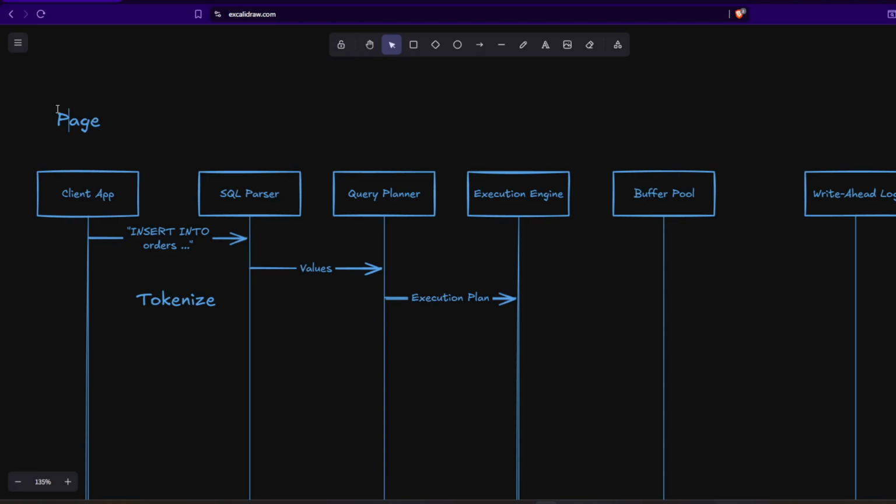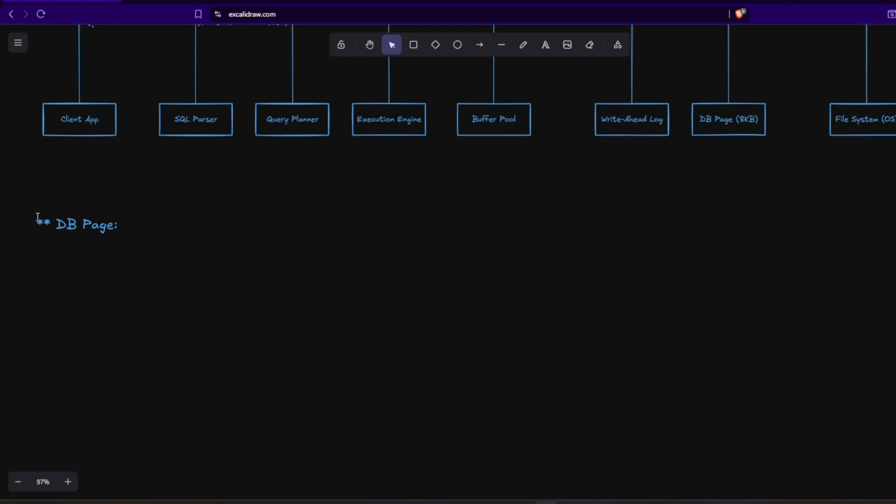What exactly is a page? From here, the actual magic happens, where the page, buffer pool, everything will come together. So put your 100% concentration into this area right now. So what exactly is a DB page?